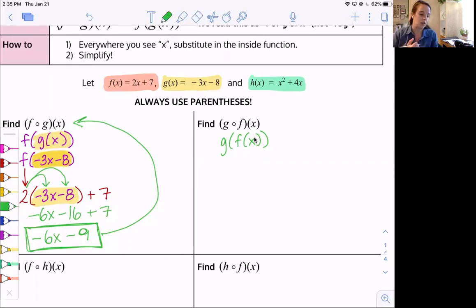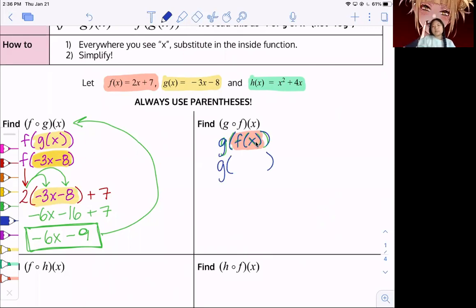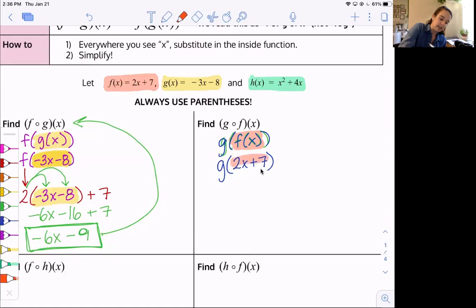Perfect, Zephyr. So I need to take out the f of x. What function am I going to put in here where it says g of f of x? Where it says f of x, what am I going to put in instead of f of x? G of what? 2x plus 7. Yes, 2x plus 7. Thanks, Emiliano. I see you. Right, so g of 2x plus 7. That is this function here.